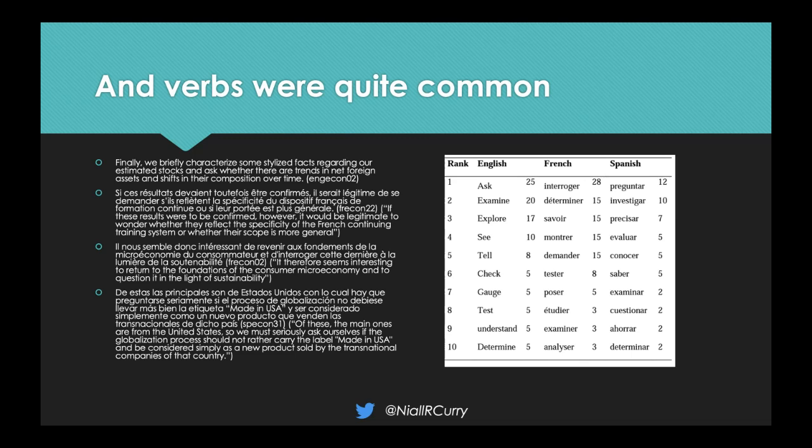And in Spanish, of these main United States, and we must seriously ask ourselves of the globalization process. Again, it's like a self-reflexive question. So verbs are quite common, and often use interrogative verbs. We see other kinds of verbs emerging there as well that are used to ask questions, so different forms are needed in order to be able to do that.